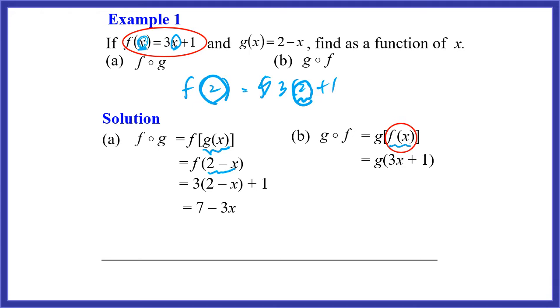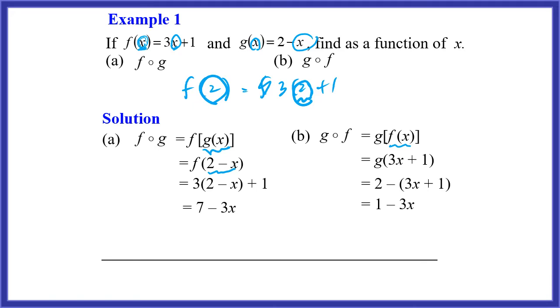The same thing we do as question A. So this x here, we need to replace by 3x plus 1, so the right side also needs to be replaced by 3x plus 1. So what do we have here? It will be 2 minus, 3x plus 1. So what is the result? We have 1 minus 3x.